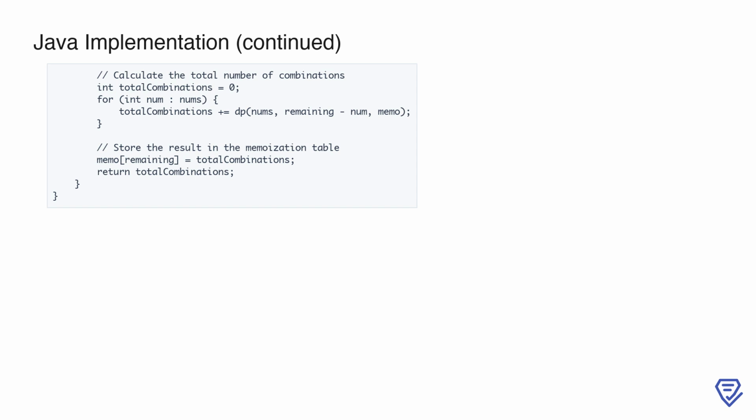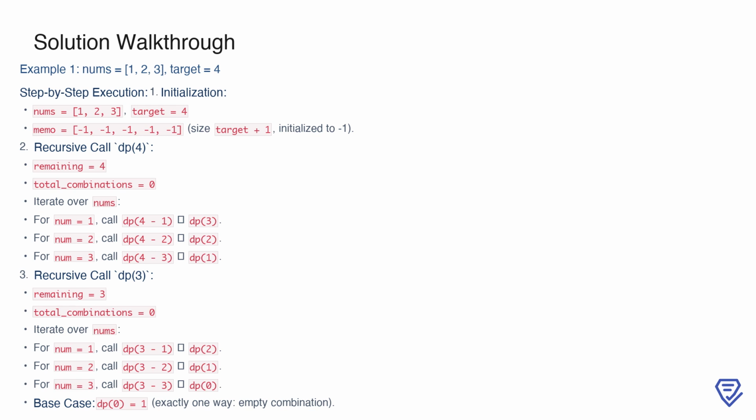To solve combination sum 4, let's walk through the first example with nums equal to 1, 2, 3, and target equal to 4. We start by initializing our memoization array, which is sized to target + 1 and filled with -1 to indicate that no values have been computed yet. At the core of our solution is the recursive function DP, which calculates the number of combinations for a given remaining target. Starting with DP 4, we initialize total_combinations to 0.